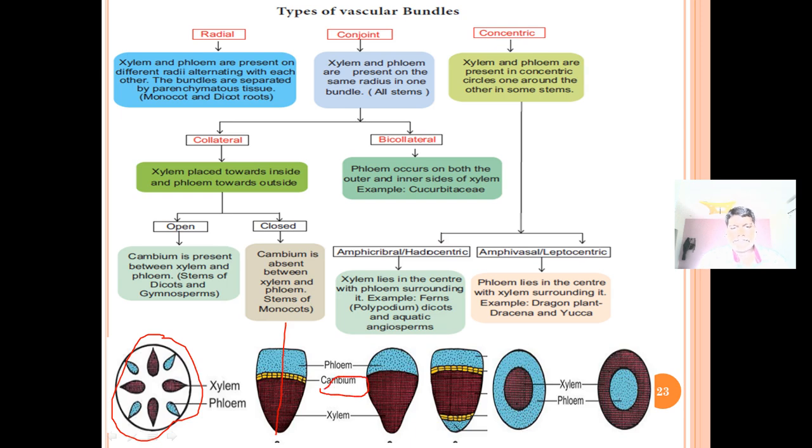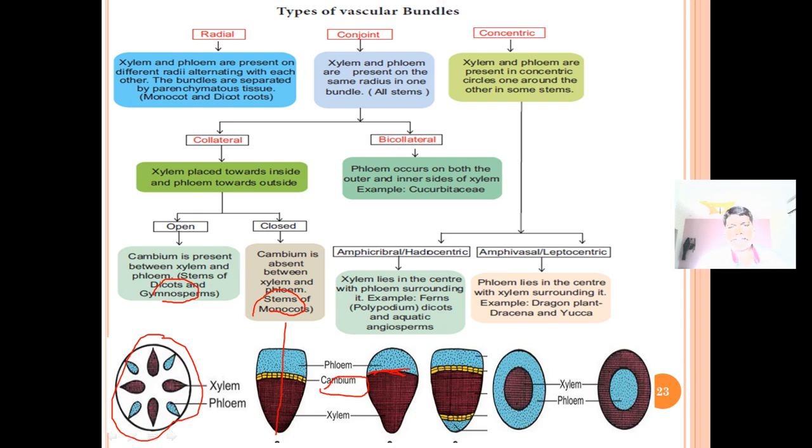Here this is closed, because cambium is not present here. That's why this is closed. Especially this closed vascular bundle is found in the monocot stem, and the open type is present in the dicot and gymnosperm stem.